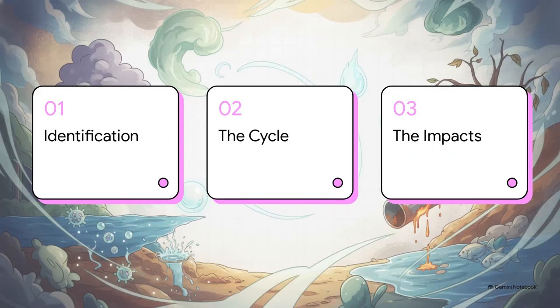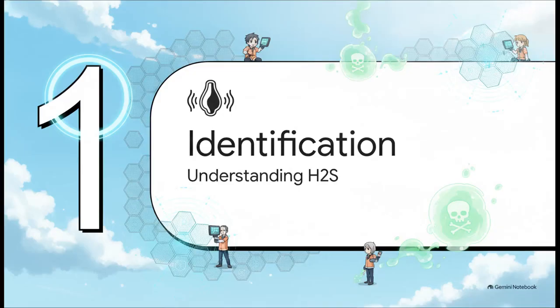So here's our roadmap for today. We'll be tracing the complete journey of this chemical, starting with its identification and detection, moving on to natural sources and atmospheric sinks, and finally wrapping up with its effects on materials and biological impacts. All right, let's get into Section 1, Identification and Detection, Understanding and Sensing H2S.